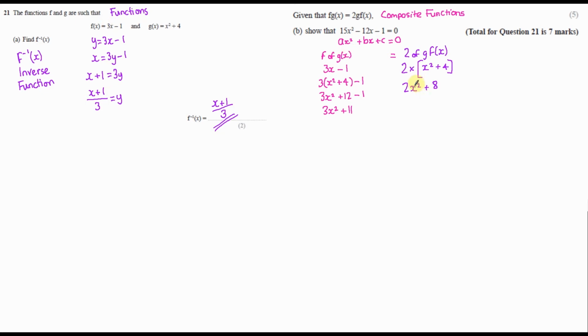So the input at the moment, our variable is x. I want to substitute g of x into that. So 3x minus 1 will go in there. So it'll be 2 times (3x minus 1) squared plus 8.